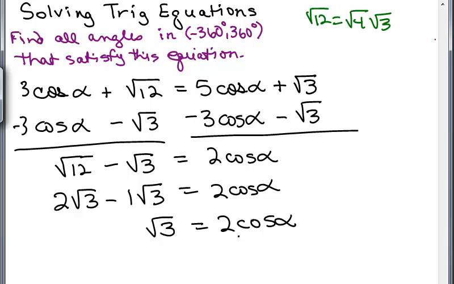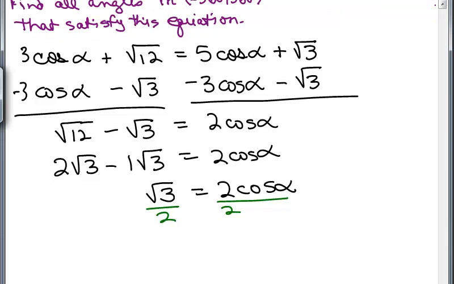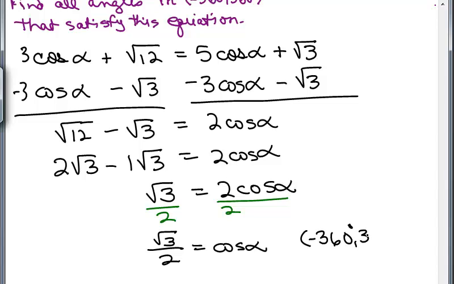All right, so I've got the variable part on one side, but I need to get rid of this coefficient of 2. So let's divide both sides by 2, so that I have square root of 3 over 2 equals the cosine of alpha. So what I have is that the cosine of alpha is square root of 3 over 2. And I am looking for solutions in between negative 360 and 360. So now let's work on that part.